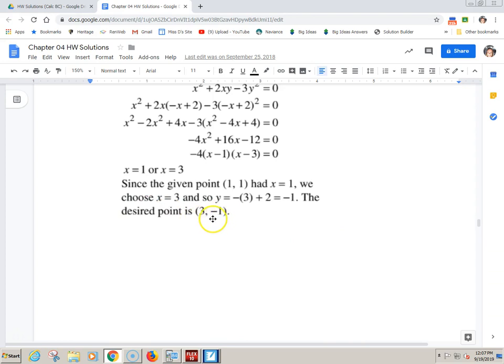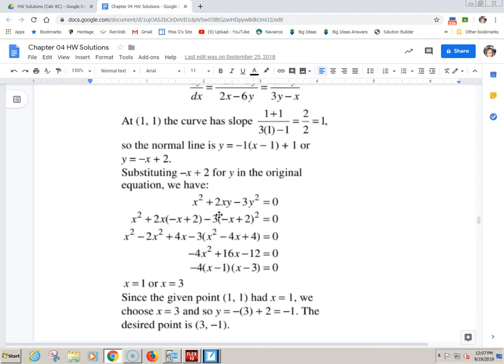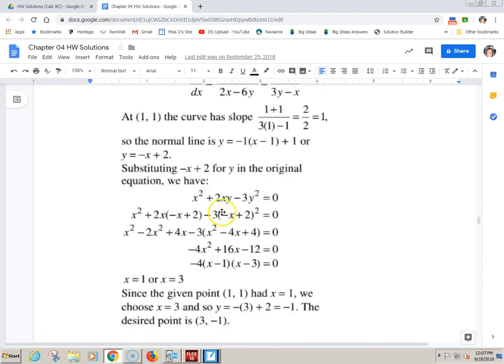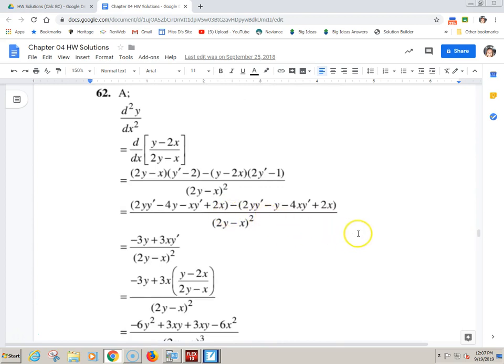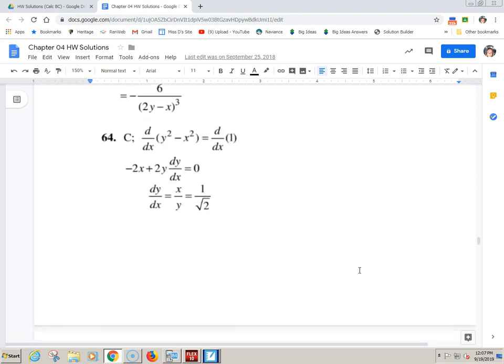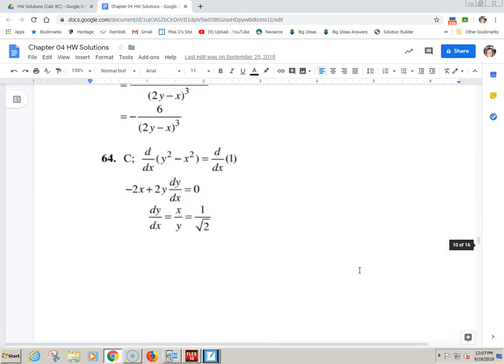The desired point is 3, negative 1. Ooh, there was more than one option, but when you went, the desired point was 3, negative 1 in number 56. Number 62 was A. Number 64 was C. And then we're done.